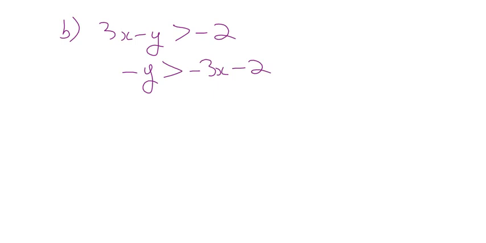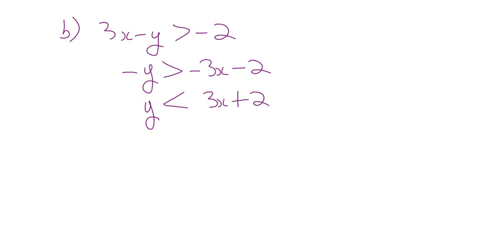Call this B, and we'll say 3x minus y greater than negative 2. Okay, what are we going to do? Isolate the y. Okay, so what am I going to write? Minus y is greater than minus 3x. Now what? Now you also have a negative 1. And what do I get? Negative y is less than 3x plus 5.